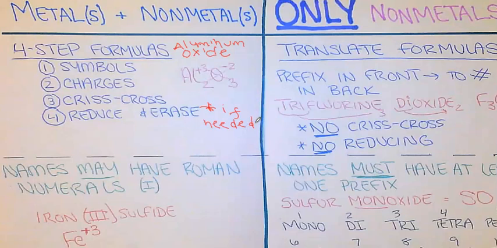Okay, so for naming, okay, not formula writing, but for naming, the names may have Roman numerals in them. And you might want to write something about transition metals. Because those are the ones that get those Roman numerals, right? For example, I wrote iron 3 sulfide, so that would be iron 3, okay? So if you had a formula that was iron 3, this would look like this formula. Iron 3 sulfide, that would be a -2, crisscross.